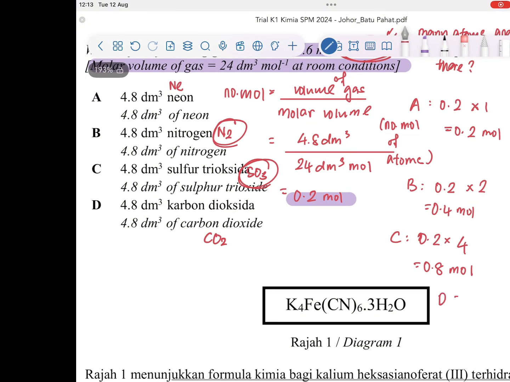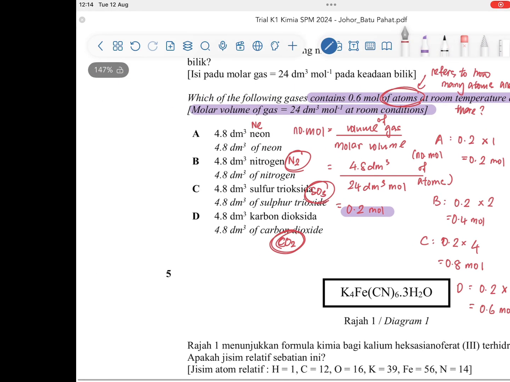Lastly, for D, it is 0.2 mole times how many atoms there are in one carbon dioxide molecule, which is 3. Why? There is only one C and two oxygen atoms, so it is 3 atoms. So the answer is 0.6 mole. So definitely the answer is D.